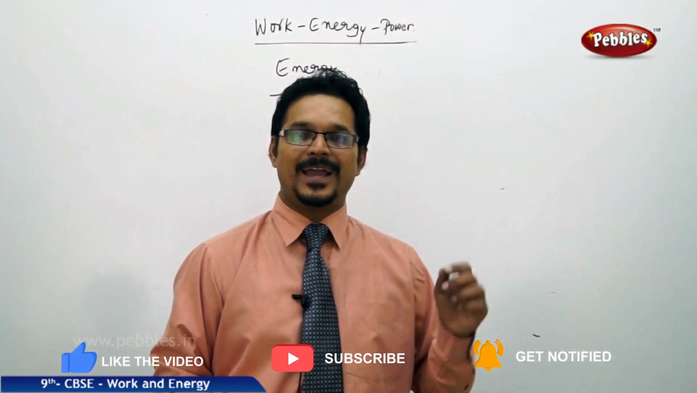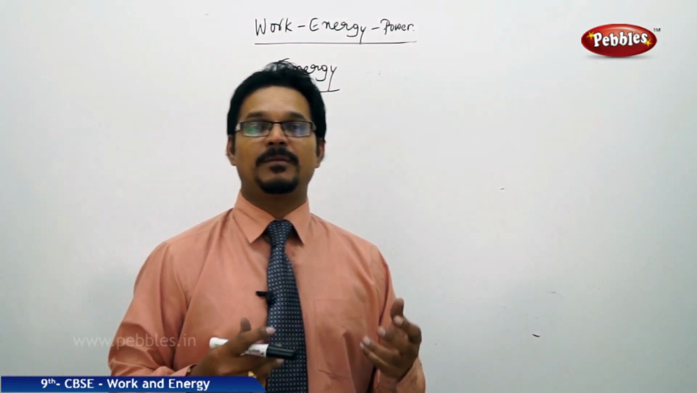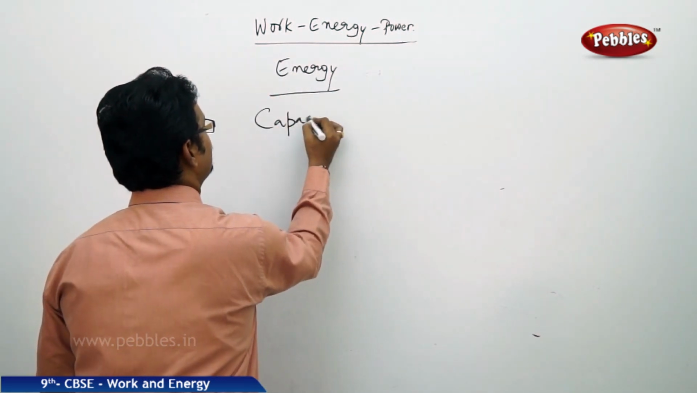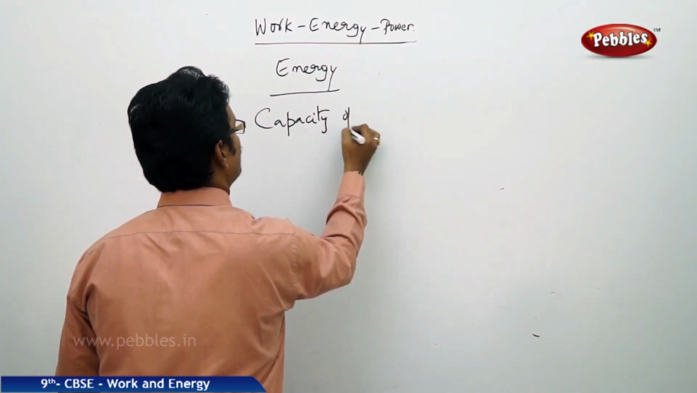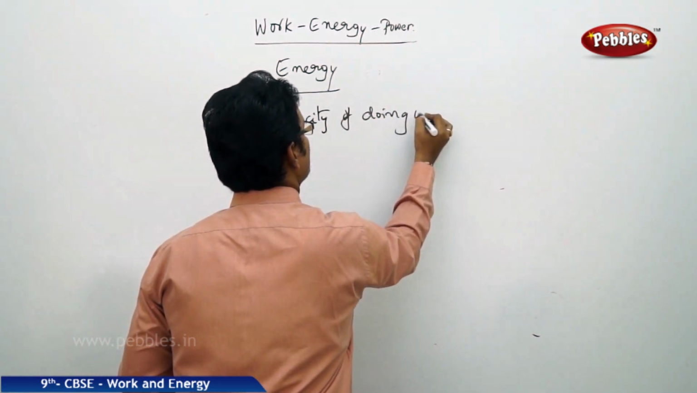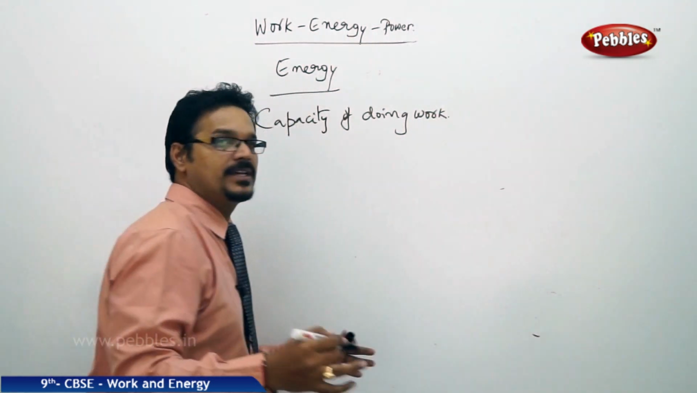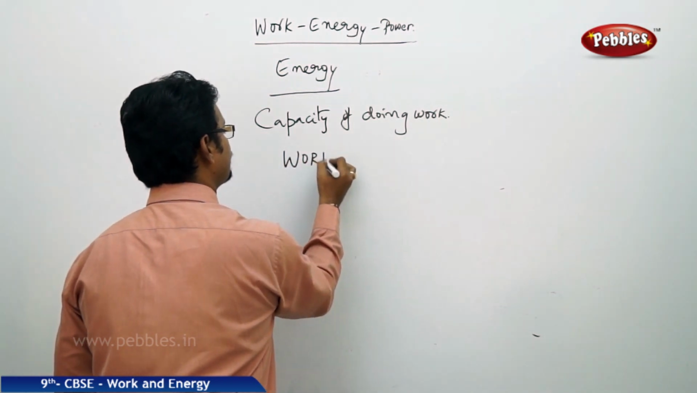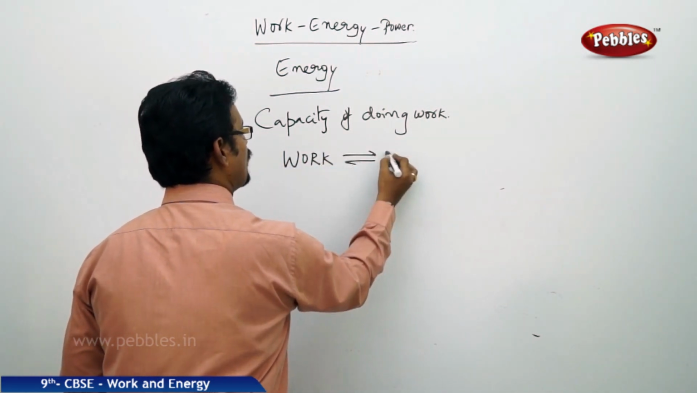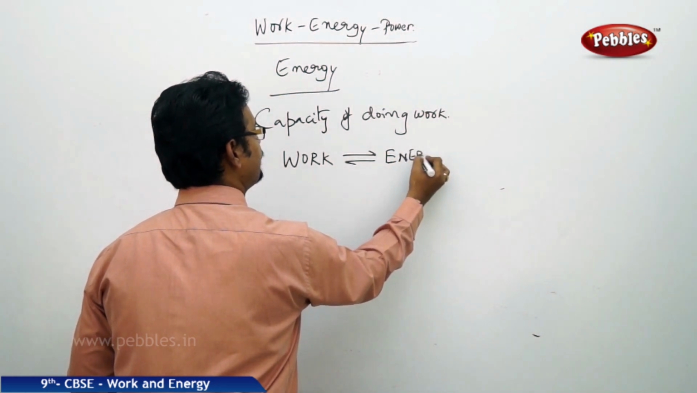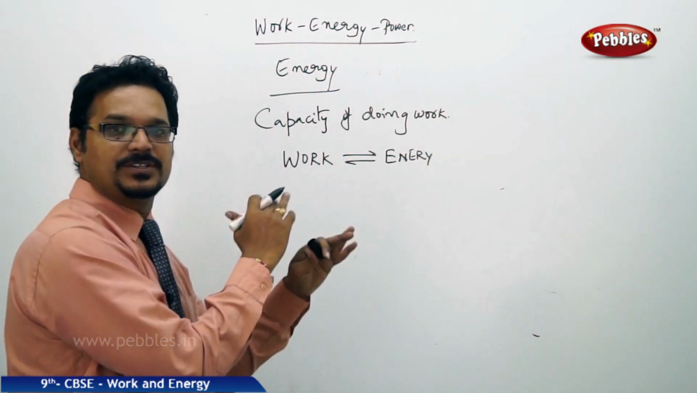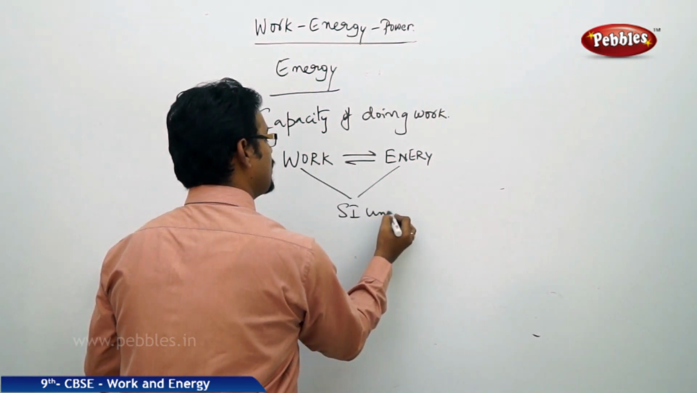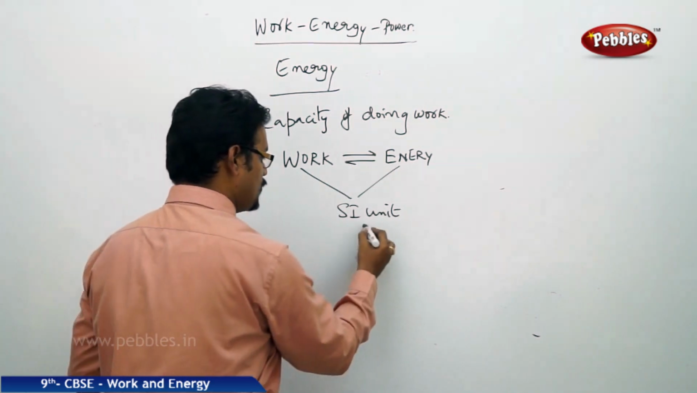So that's why energy is defined as the capacity of doing work. That's the energy definition. It's a very simple definition. And work and energy both are the same, interchangeable. You can interchange. So therefore both have the same SI unit, that is joules.